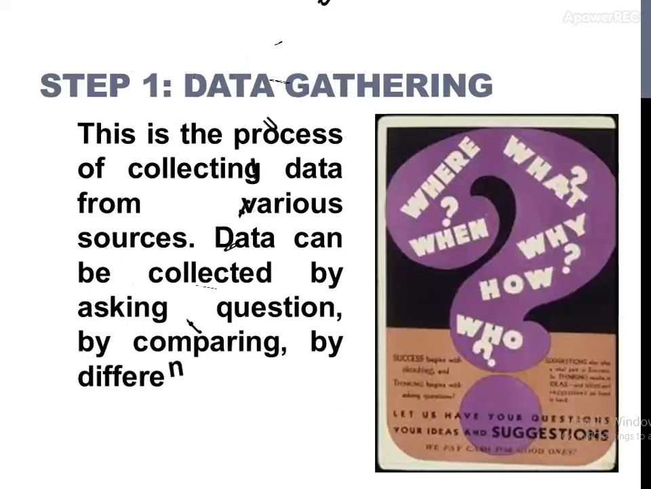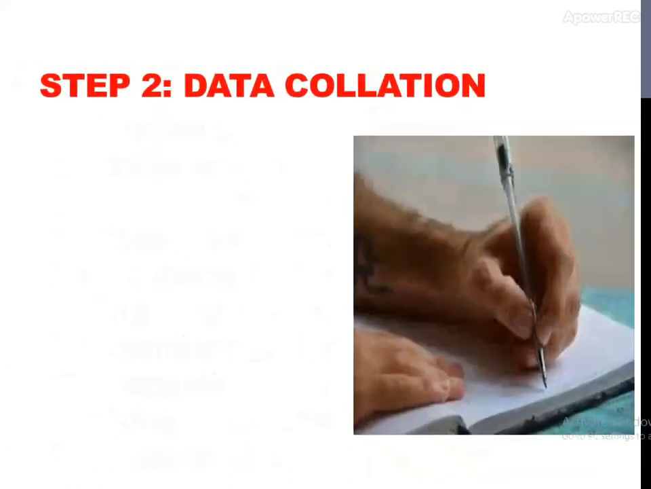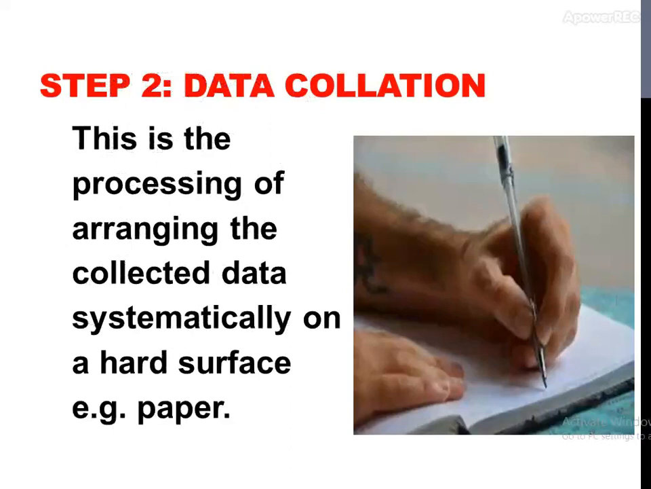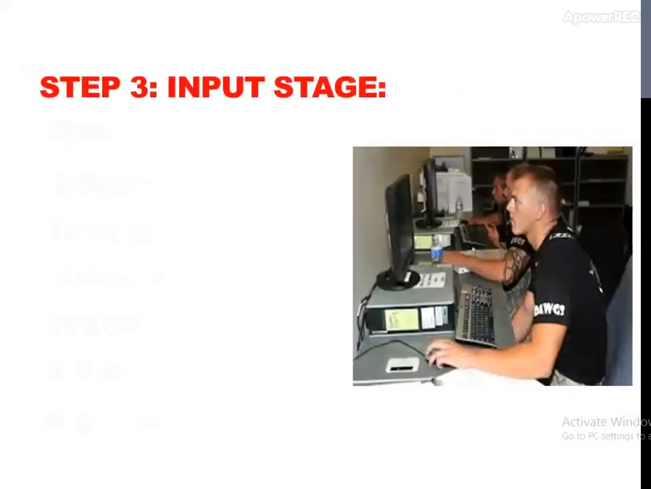Here, your data is collected from various sources, and in collecting this data, you can do this by asking questions, comparing, differentiating, and studying various information. After this stage of collecting data from various sources, we move to the second stage, which is the data collation stage. At this stage, the collected data is arranged systematically on a hard surface, for example on a paper. After you have done this, you move to the next stage called the input stage.